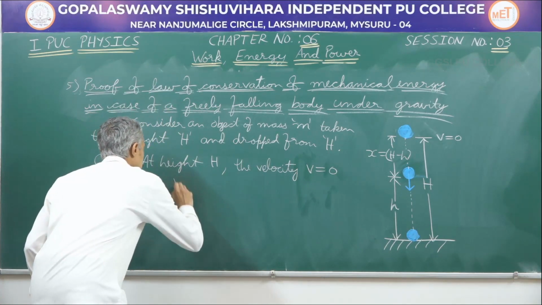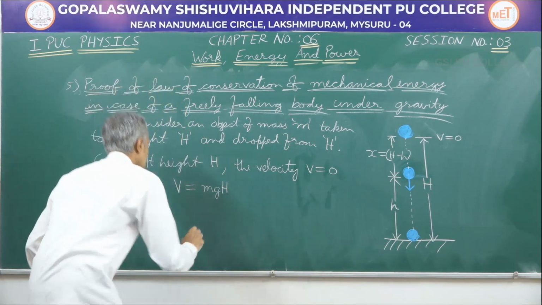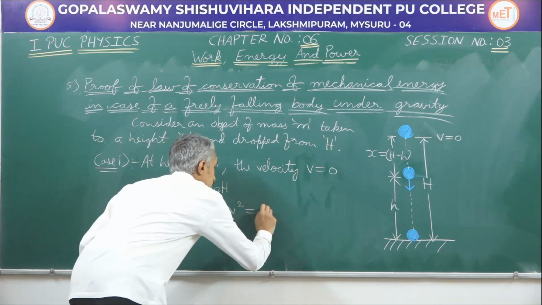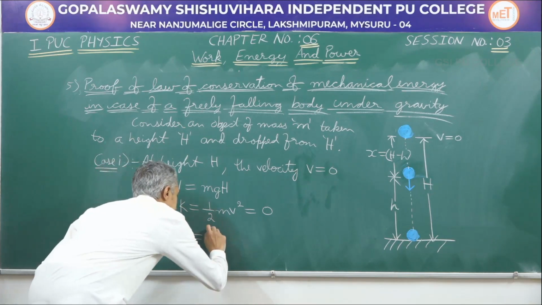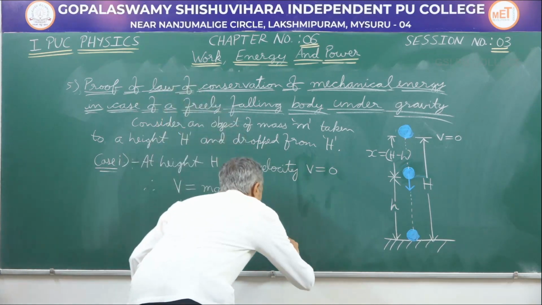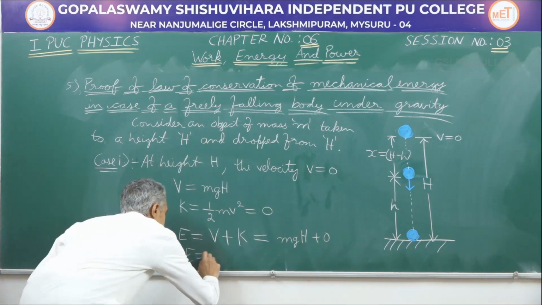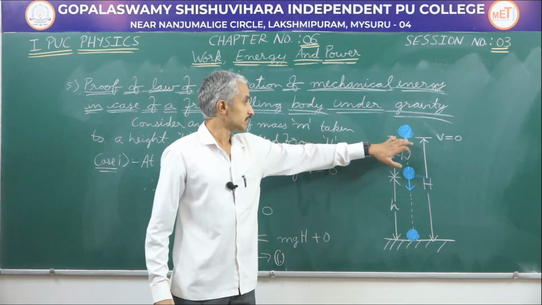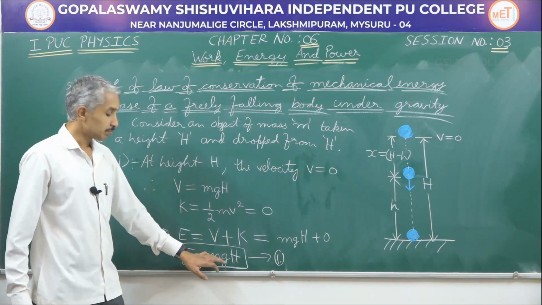Therefore, the potential energy is given by mgh, whereas the kinetic energy, which is half mv square, is going to be 0, which implies the total mechanical energy, which is the sum of potential energy and kinetic energy, is going to be mgh plus 0, and this is mgh. So in the first case, when the object is just dropped at height h, the total energy of the object is given by mgh.